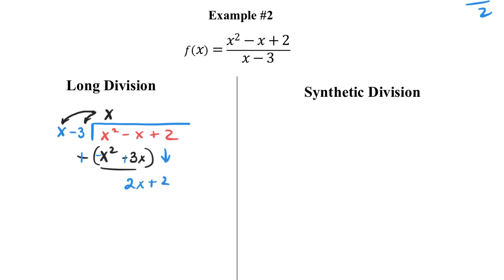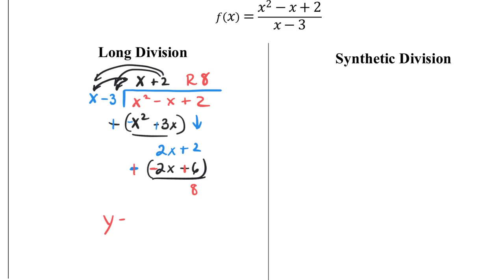Bring down my 2. Now I'm going to take x times a 2 to get 2x. So I go plus 2 up here, and I distribute. There's the 2x I wanted, and the other comes out to a negative 6. And I wrap it in parentheses and subtract. And I do those sign switches here. This will be negative and positive. 2 minus 2 is 0. 2 plus 6 is 8. That is my remainder. But more importantly, y equals x plus 2 is my slant asymptote.